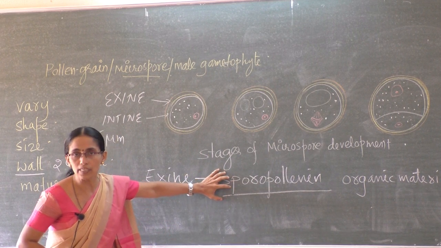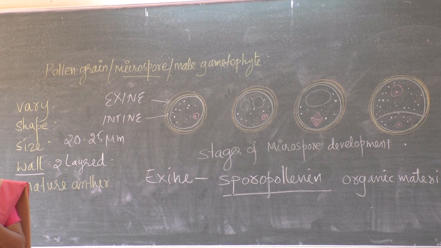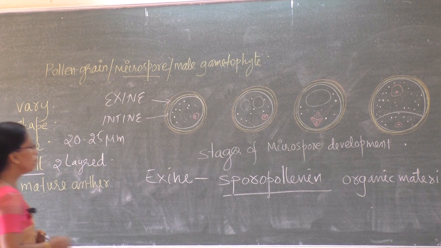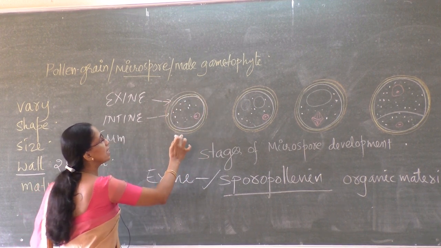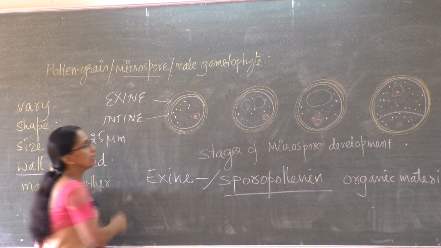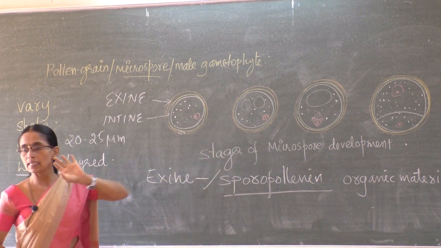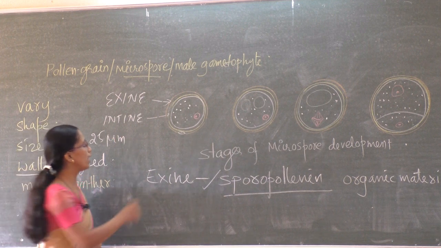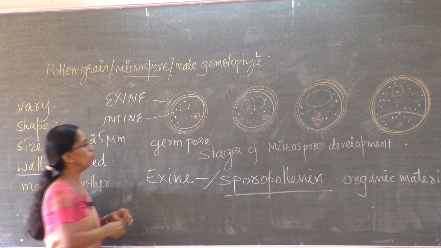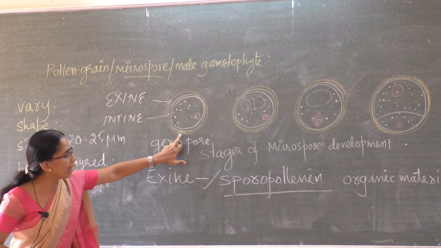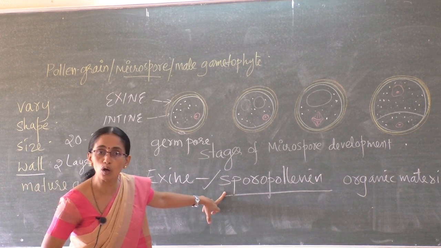Because of this, pollen grains of any flower can be stored like a fossil. But this material is not laid throughout the wall. Somewhere there is an opening in the exine known as the germ pore, where sporopollenin is absent.